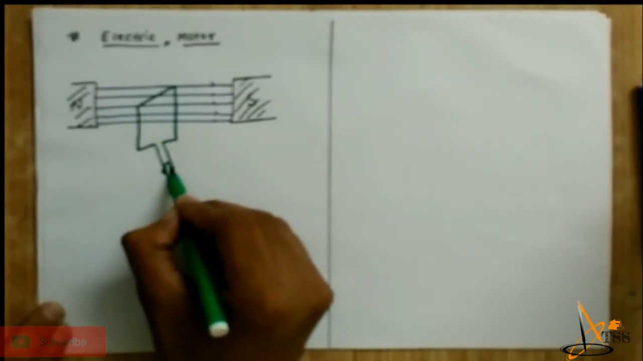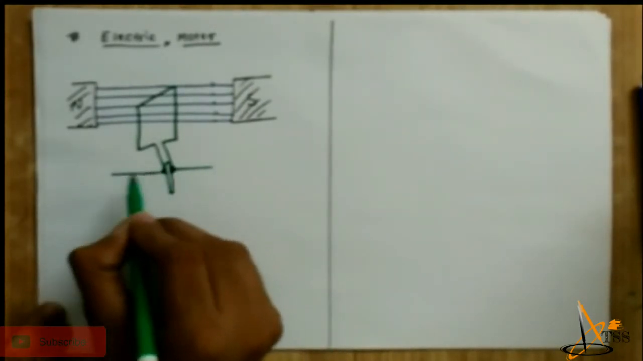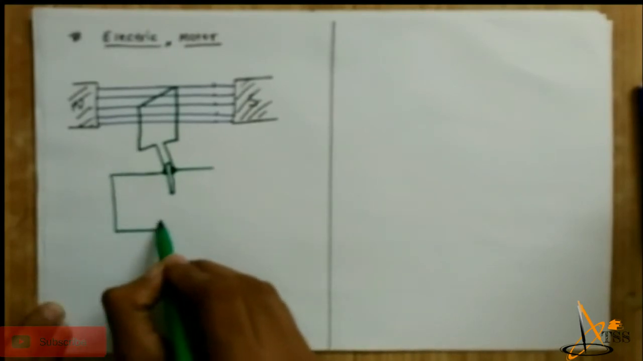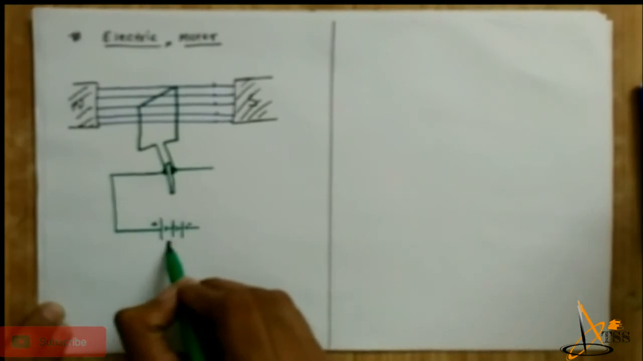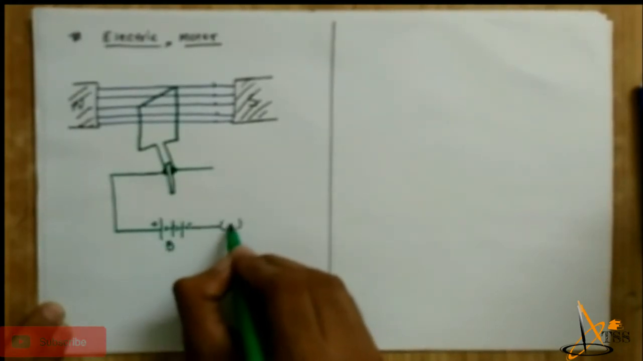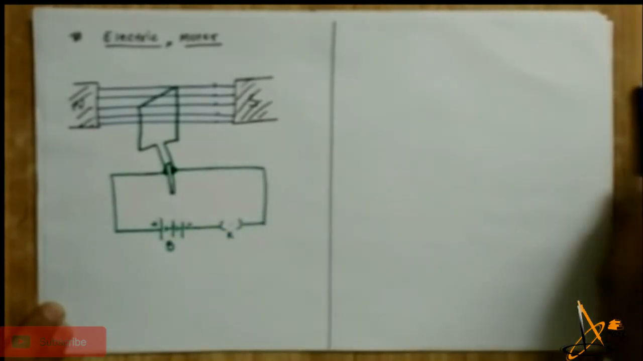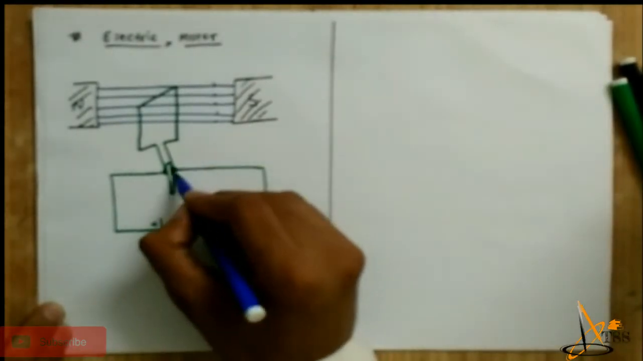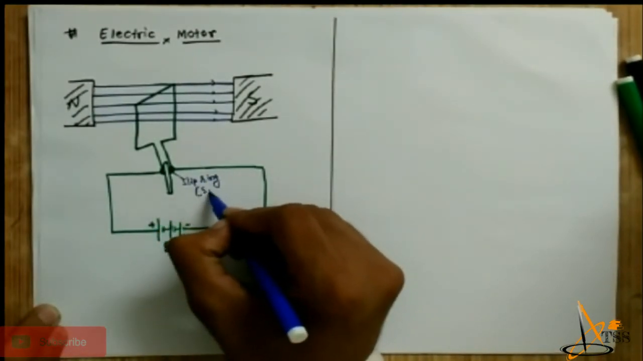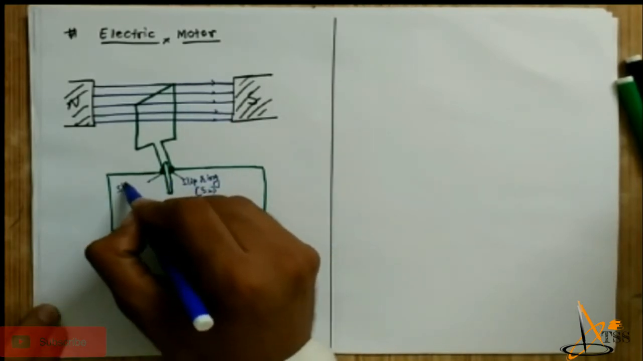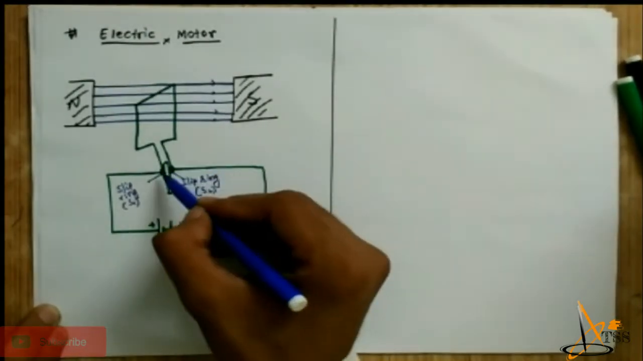These are the slip rings, and this is a wire that is connected to the battery, with minus and plus terminals, battery B, and here key K, and it is connected to this. This one is called slip ring S2, and this one is called slip ring S1.